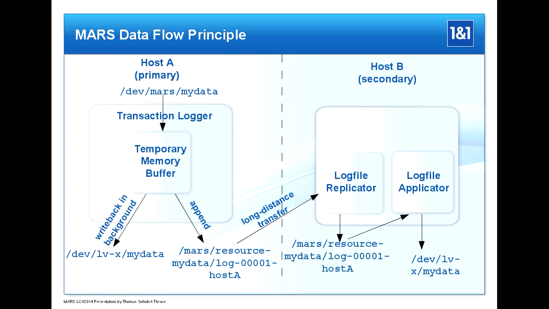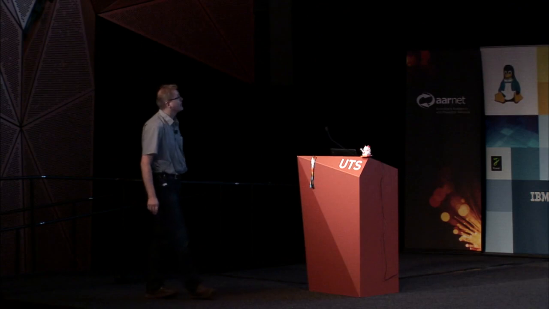That's the long distance transfer over the network. It automatically restarts upon interruptions or whatever, and then the log file applicator, which just applies the transaction log to the copy here, to the replica. That's the basic idea behind it.